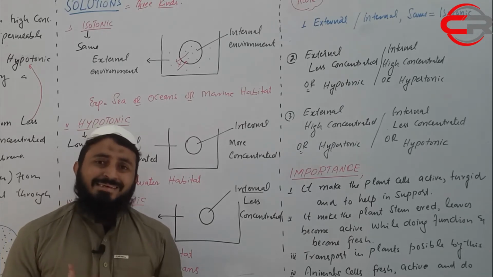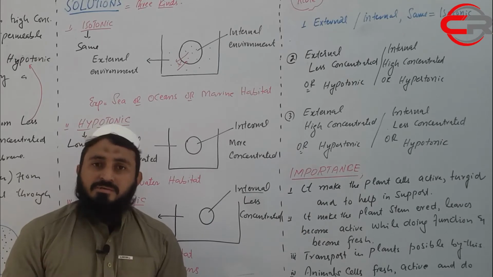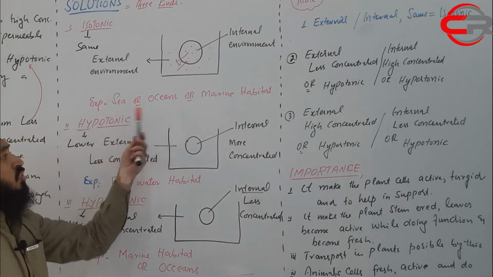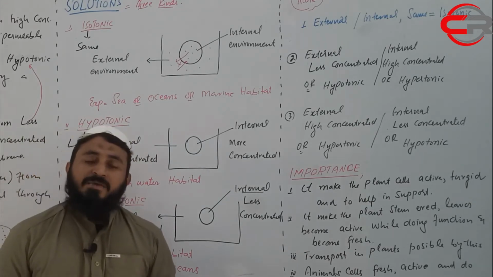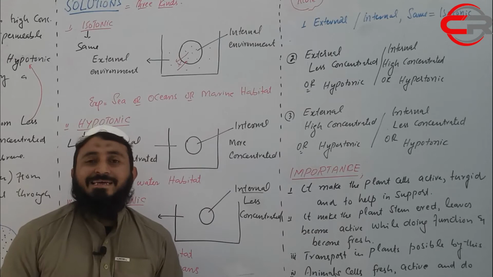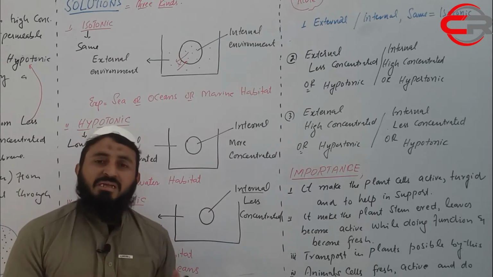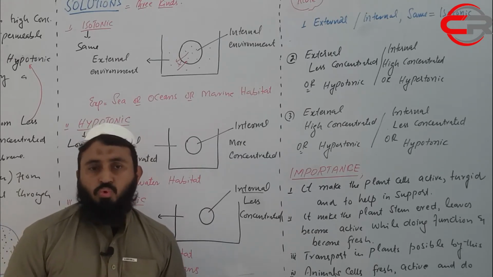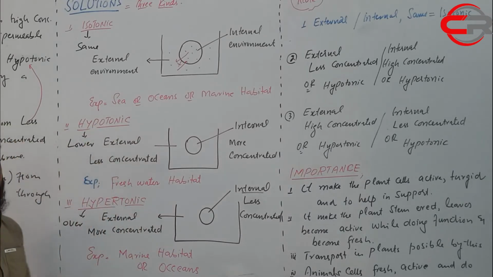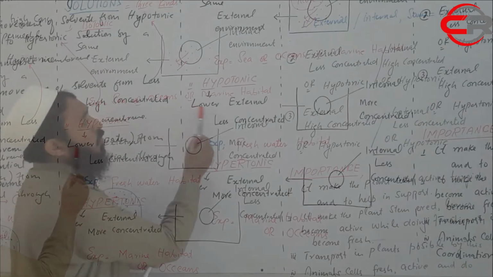So does it really exist or not? Of course it exists in the sea. Oceans are a marine habitat. For example, different organisms, different bony fishes that exist in the oceans in the marine environment, live in an isotonic solution. Now the second is the hypotonic solution. Hypo means lower.